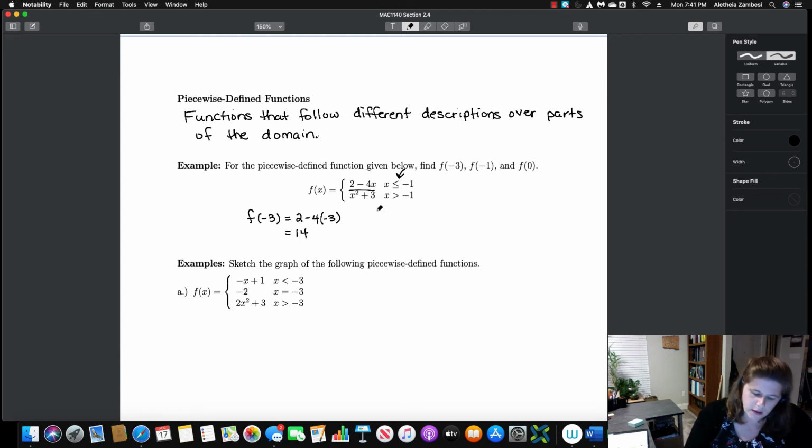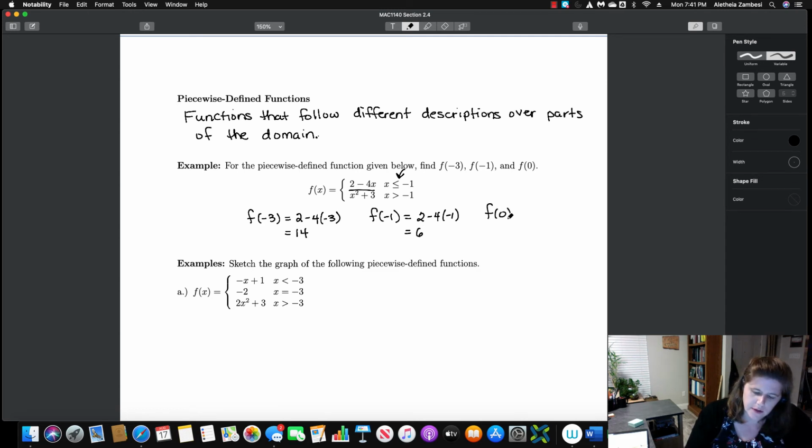Using -1, -1 is the change point here, so I have to be careful of the inequality. So this first one is less than or equal to -1. So that's the one I actually plug -1 into. So 2 minus 4 times -1 gives me 2 plus 4, or 6.